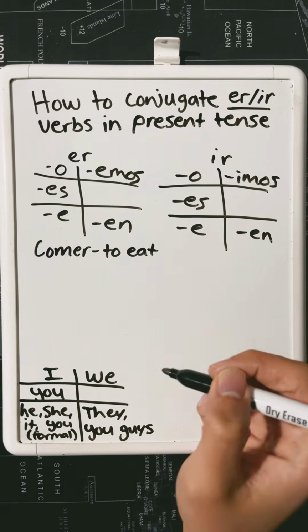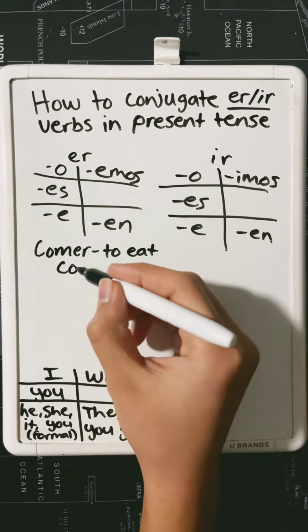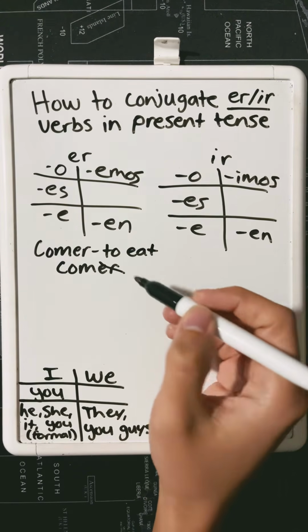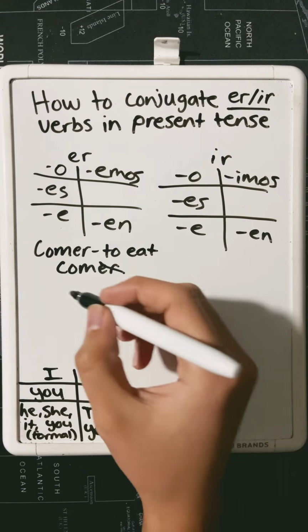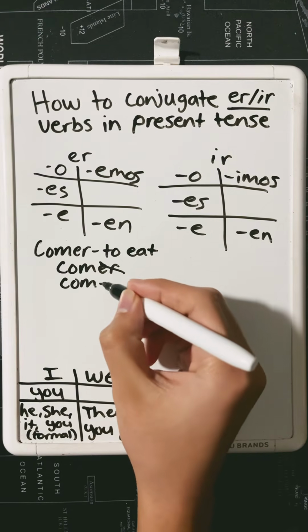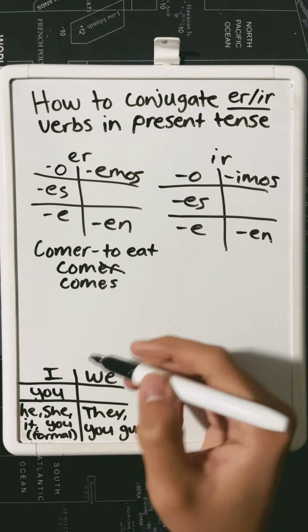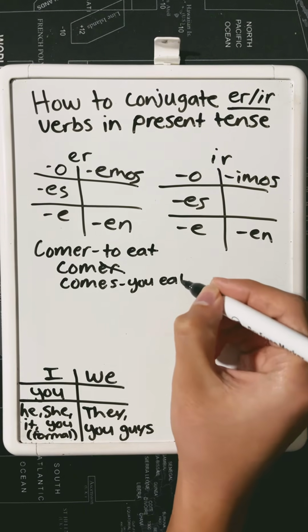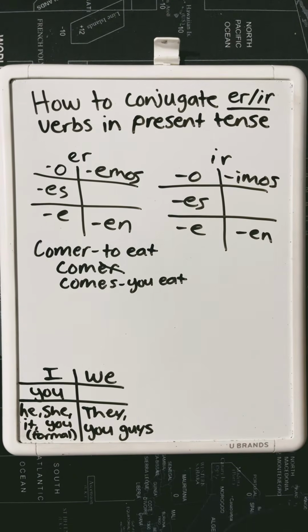So for our first example, I'm going to go with comer, which means to eat. So we just want to write out comer, cross out the ER, and replace it with any one of the endings above. So I'm going to go with the S ending to make comes because I want to use the you conjugation. So comes means you eat. And that's all there is to it.